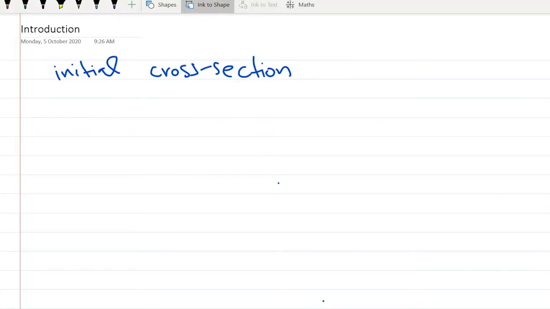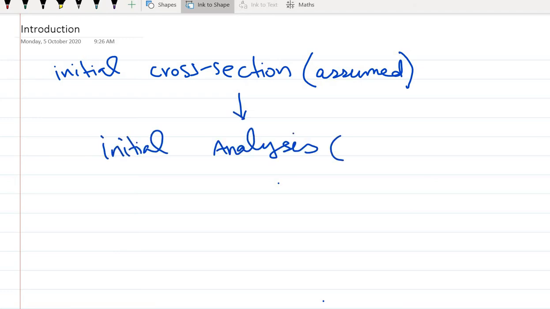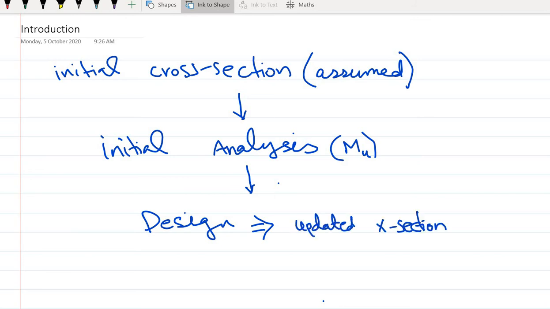We will start with some initial cross section, or you can say assumed cross section, and based on this you perform initial analysis. That would mean, in case of a beam, that would mean MU. Now based on this MU, you will design. So in this design process, one of the outputs of this design will be cross-sectional dimension. So once you have updated the cross-section, this updated cross-section may differ from this initial cross-section.